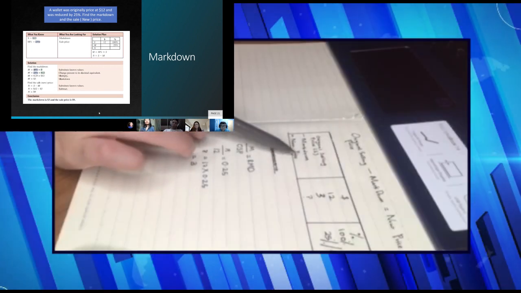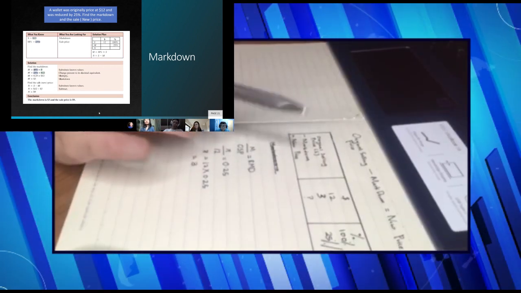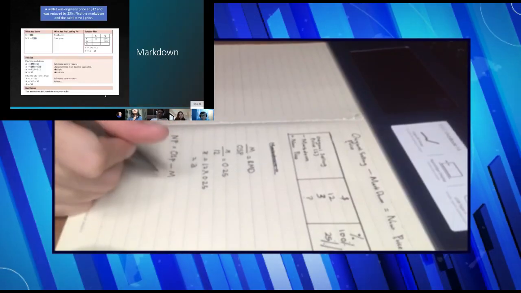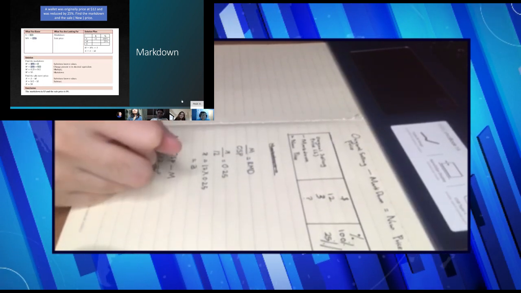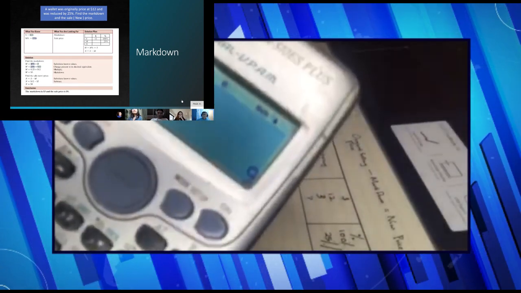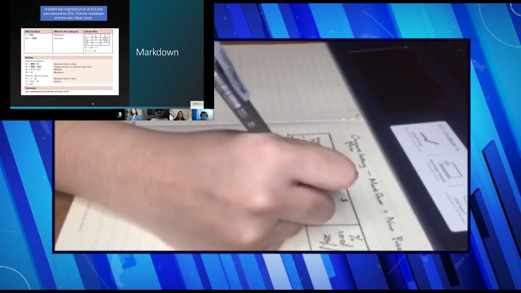To get the new price, it is the original selling price minus the markdown: 12 minus 3 equals 9. So the new price is 9.